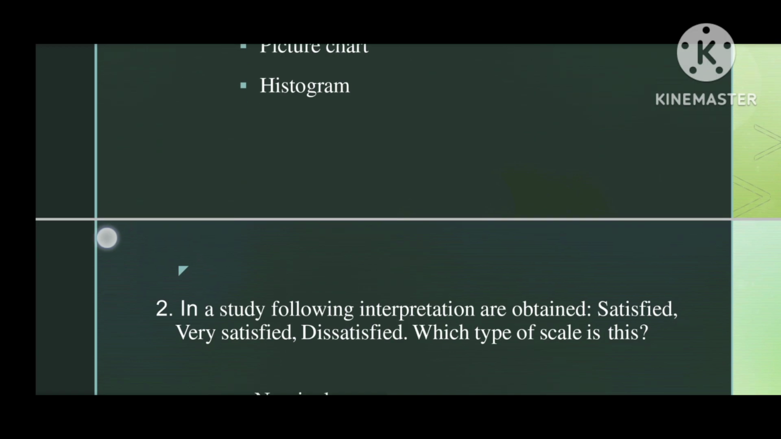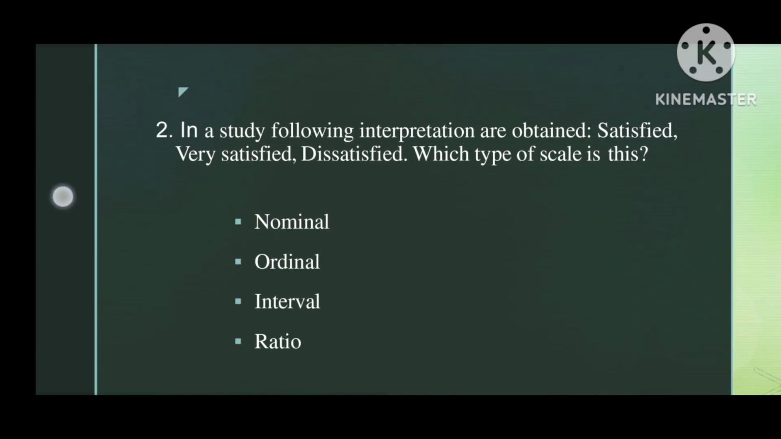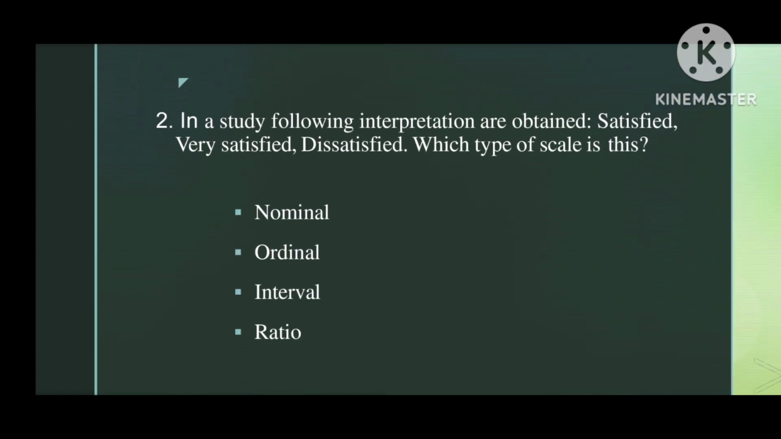In a study, following interpretations are obtained: satisfied, very satisfied, dissatisfied, and what kind of scale is this? Since it is showing certain particular order like satisfied, very satisfied, dissatisfied, or for example mild, moderate, severe, then it is usually coming under ordinal. So you remember it like an order there is in ordinal. Okay, so the answer is option B, ordinal.